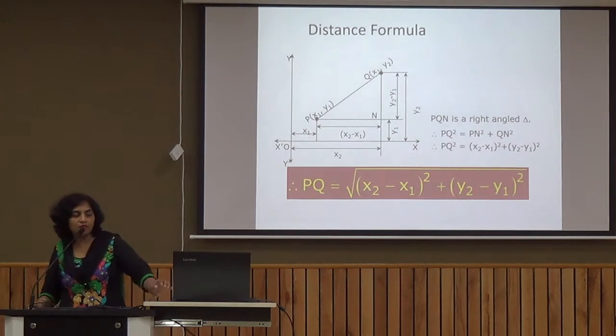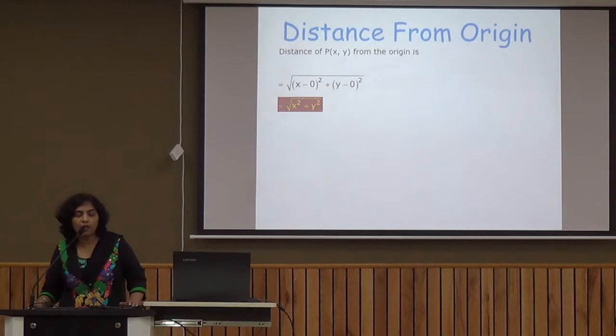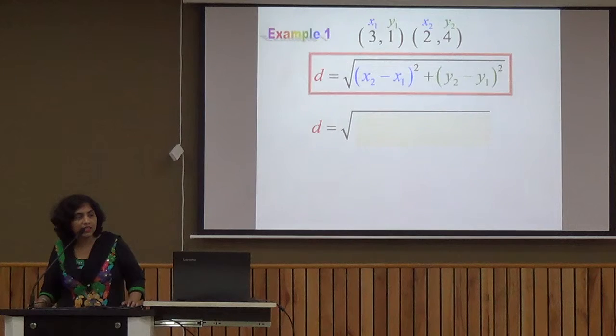Now let's see if we are measuring the distance of a point from the origin. So one point can be taken as x, y and the coordinates of the origin are 0, 0, and hence we get (x minus 0) square plus (y minus 0) whole square. Its whole square root gives us the square root of x square plus y square. Now let's see an example.